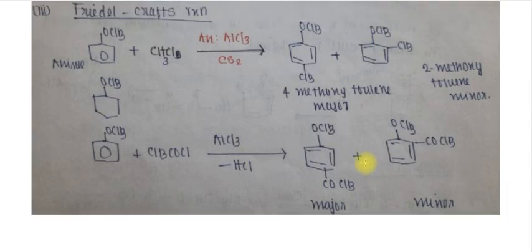Then the other example is a benzene ring with OCH3 reacted with CH3COCl and AlCl3, leaving HCl. The product will be like this: the minor product is at the ortho position, and the major product is where the group is attached at the para position.